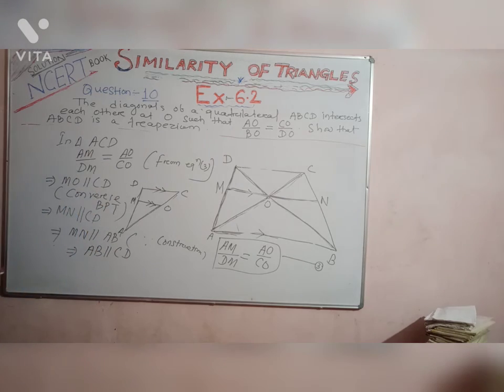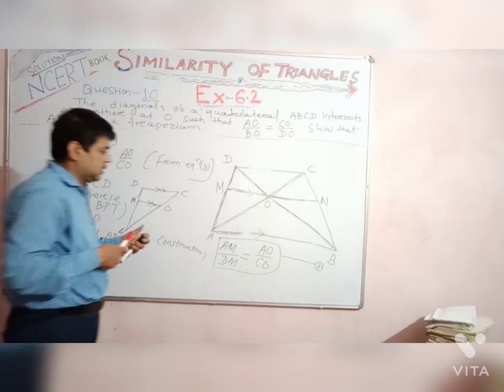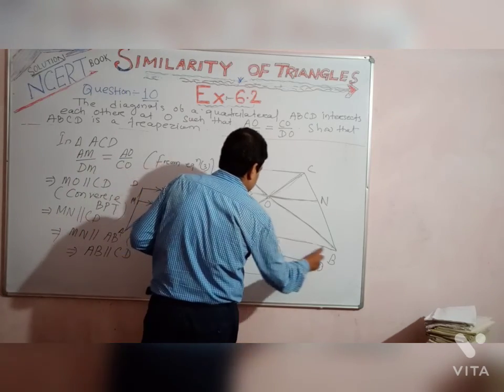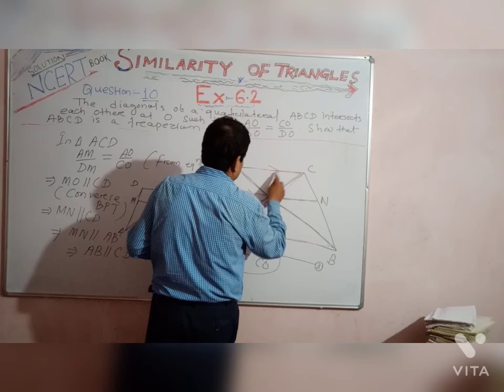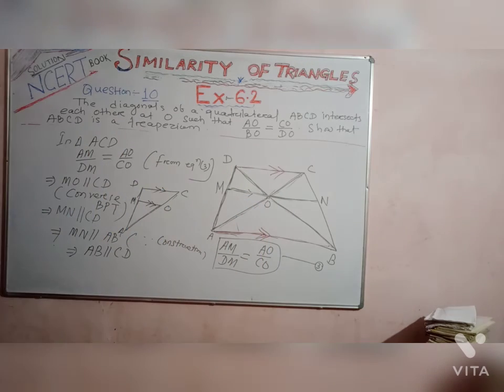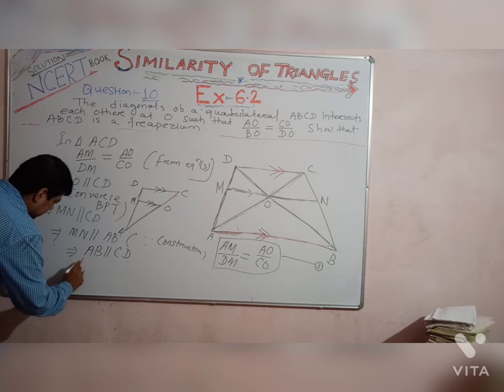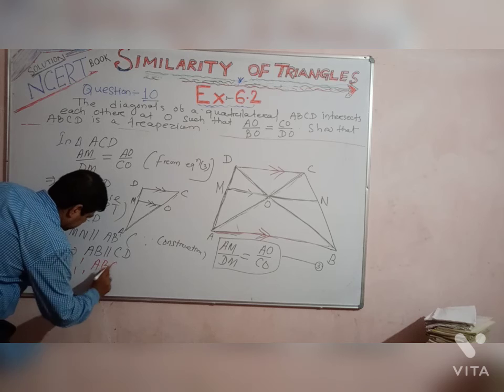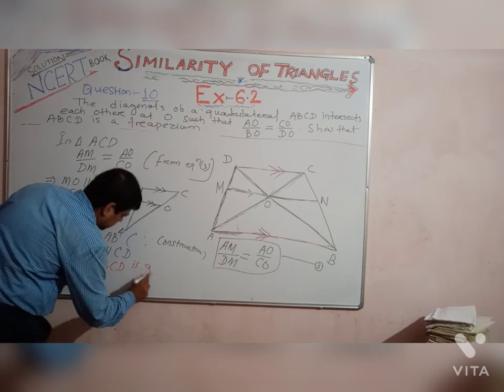Since AB is parallel to CD, one pair of opposite sides is parallel. So hence AB parallel to CD. So we can say this is the sufficient condition that if one pair of opposite sides of a quadrilateral is parallel, then ABCD is a what? Trapezium. ABCD is a trapezium.